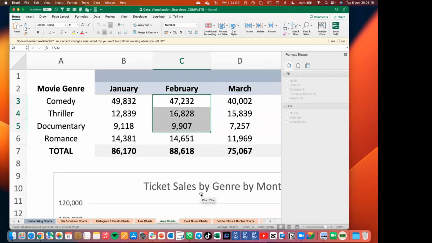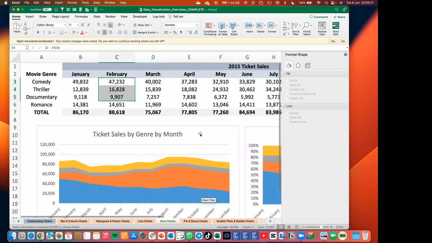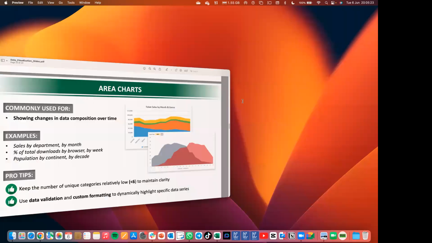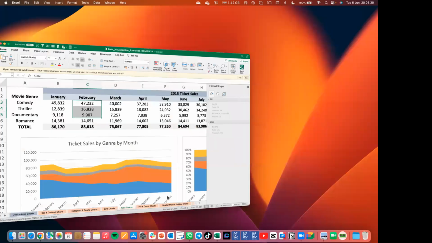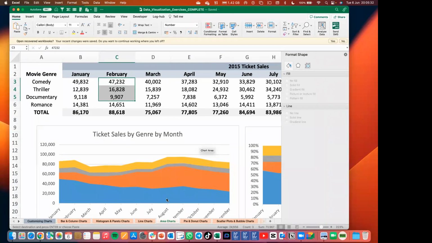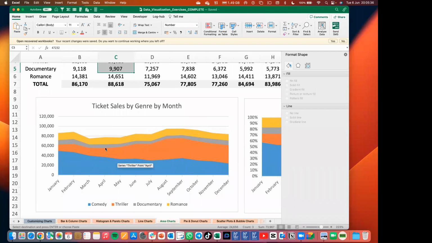So guys, that's how they read area charts. So if you can't pick that difference in the area charts, then you don't have to use them. Now, when you look at this area chart, I will automatically tell that gray, that is documentary, it is the lowest.